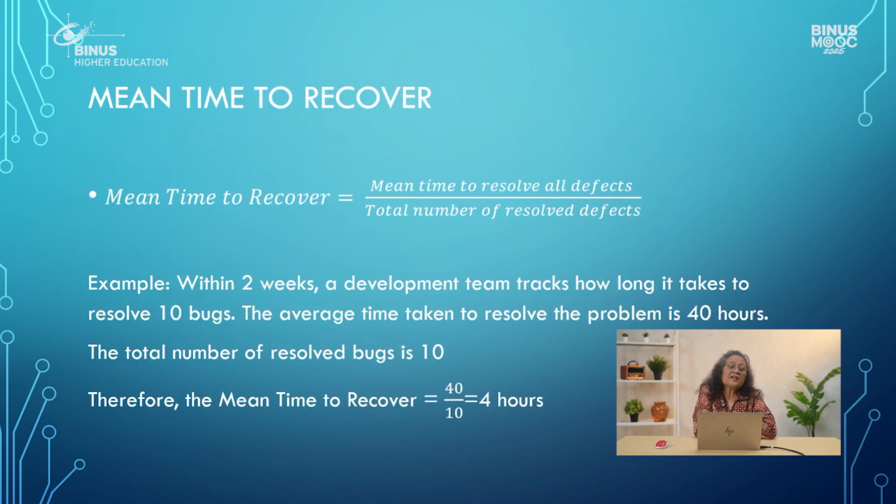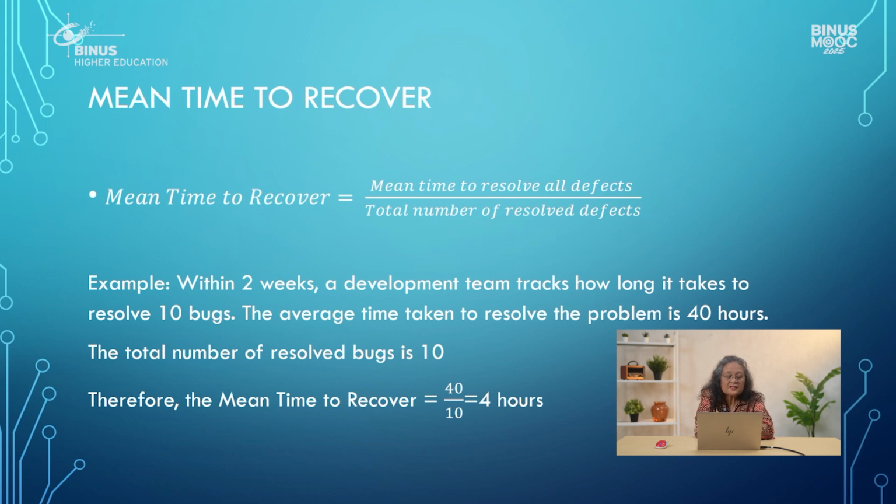Another metric we can use is the mean time to recover. Whenever we find a defect, this defect should be fixed, and it takes time to fix it. So mean time to recover is a metric to measure that, which is the total time to resolve all of the defects divided by the total number of resolved defects that we get.